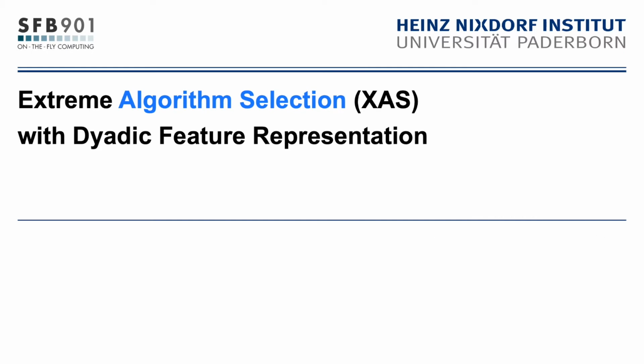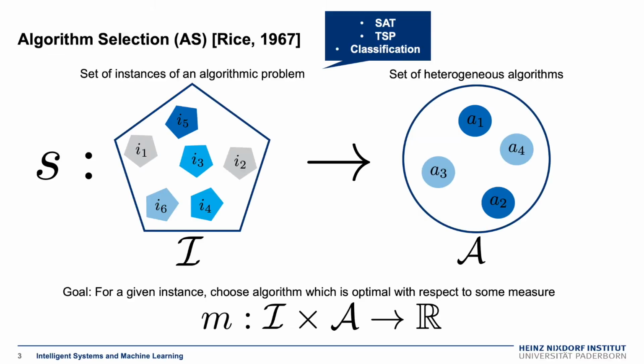So let's start with the first part of the title, as I assume not everyone here is familiar with algorithm selection. We'll start with talking about what algorithm selection actually is and then come to what extreme algorithm selection is indeed, and where we think a dyadic feature representation is the right way to tackle that problem. Okay, so let's start with algorithm selection.